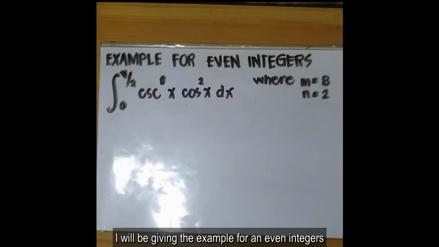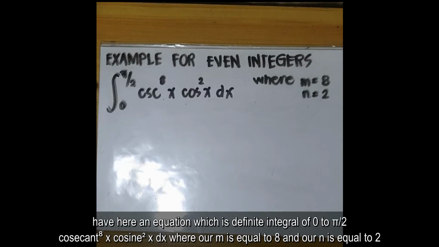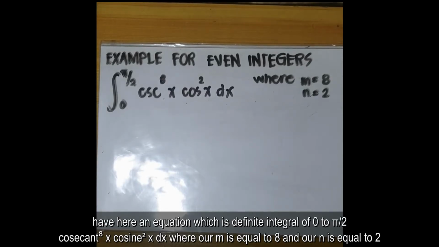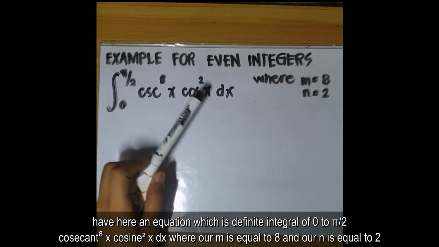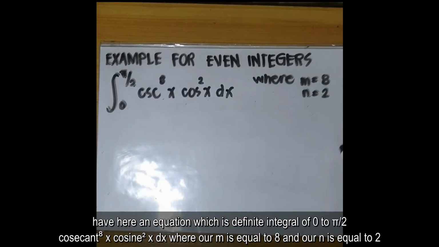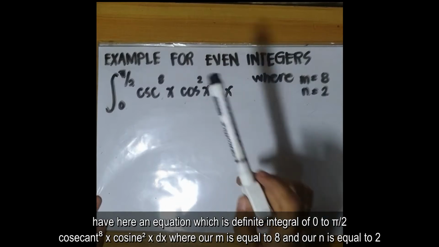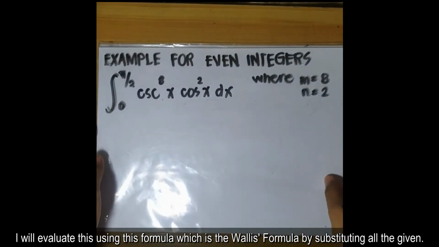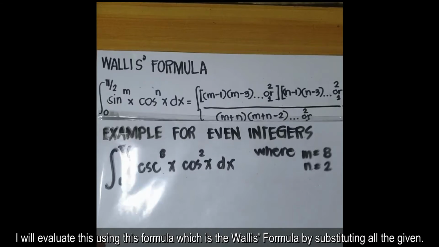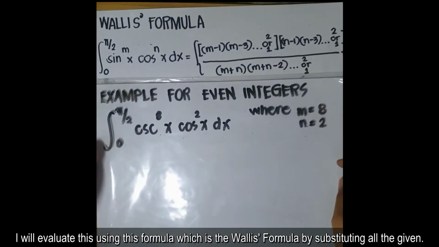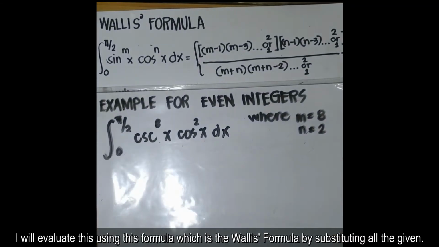Now I will give an example with even integers. I have here a definite integral from 0 to pi over 2 of sine raised to 8 x times cosine squared x dx, where our m is equal to 8 and n is equal to 2. I will evaluate this using the Wallis formula by substituting all the given values.